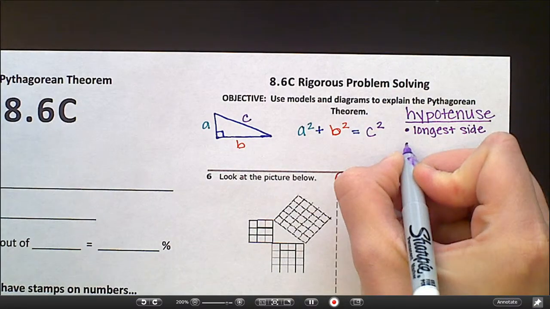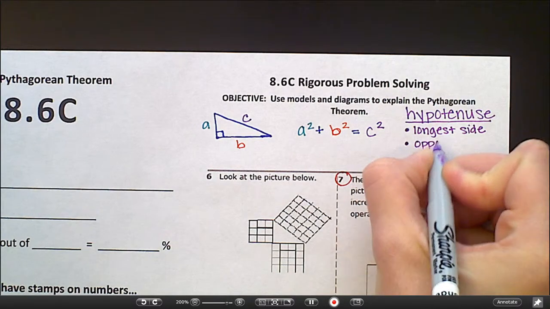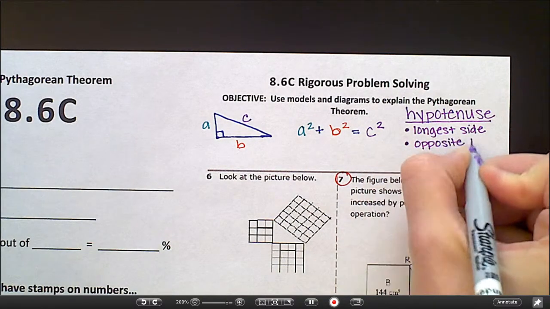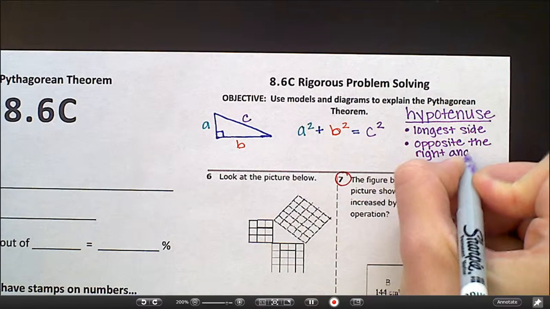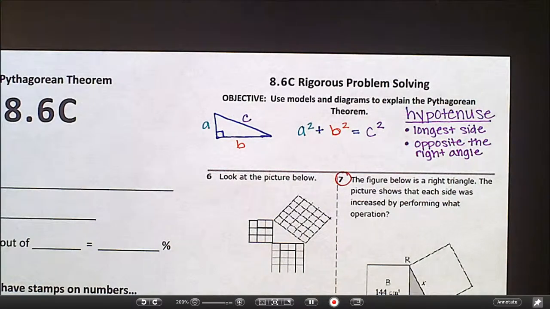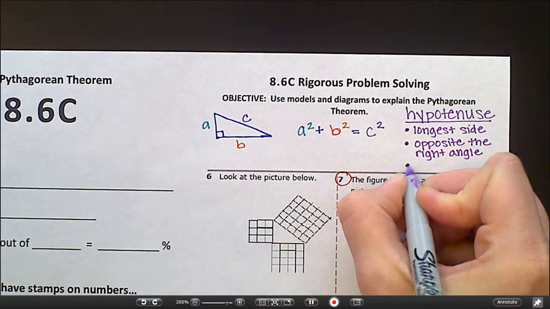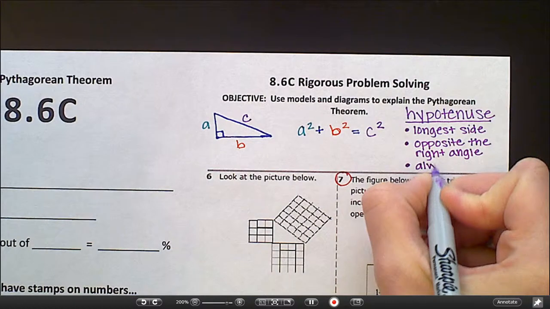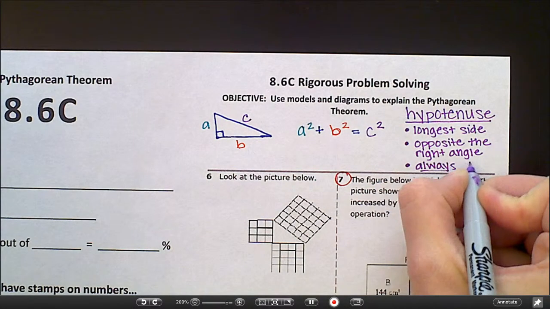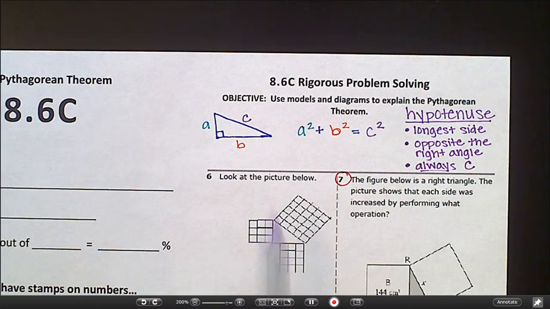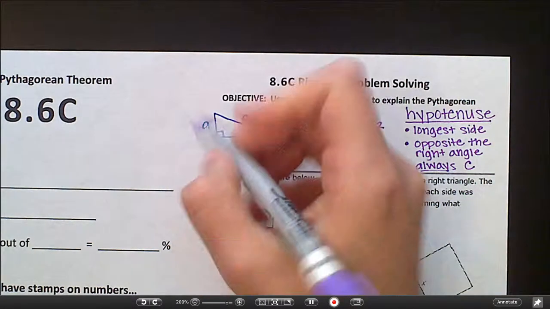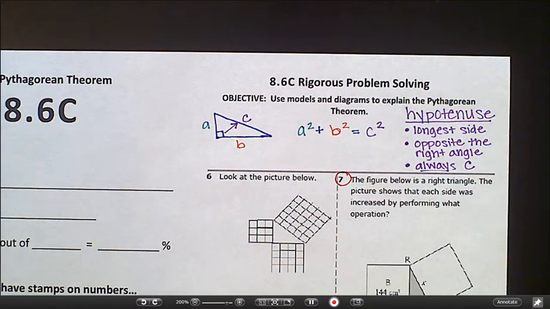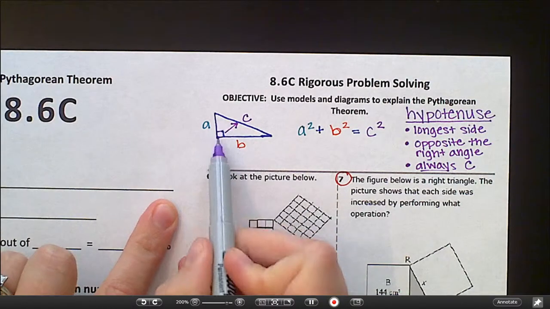It's also going to be opposite the right angle, and it always has to be C. Okay, so A and B are interchangeable, but C has to always be the hypotenuse. And it's opposite the right angle. That means it's across from it. It's not actually touching it. A and B form the right angle.